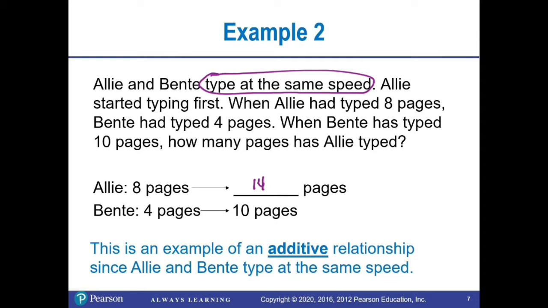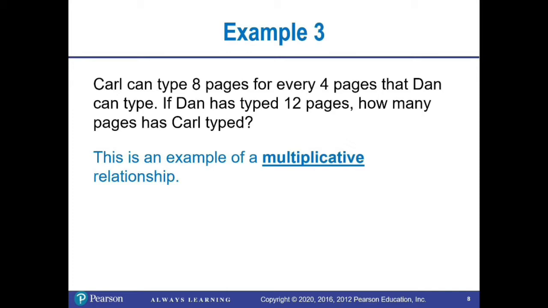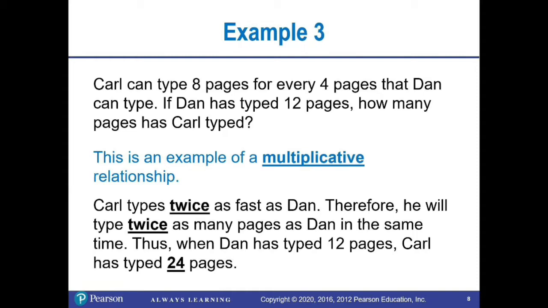Let's look at another situation. Suppose Carl can type 8 pages for every 4 pages that Dan can type. Now notice here that Carl is typing twice as fast as Dan types. This is a multiplicative relationship. If Dan has typed 12 pages, how many pages has Carl typed? Well, Carl types twice as fast as Dan, so he can type twice as many pages. And 12 times 2 is 24. So Carl has typed 24 pages.